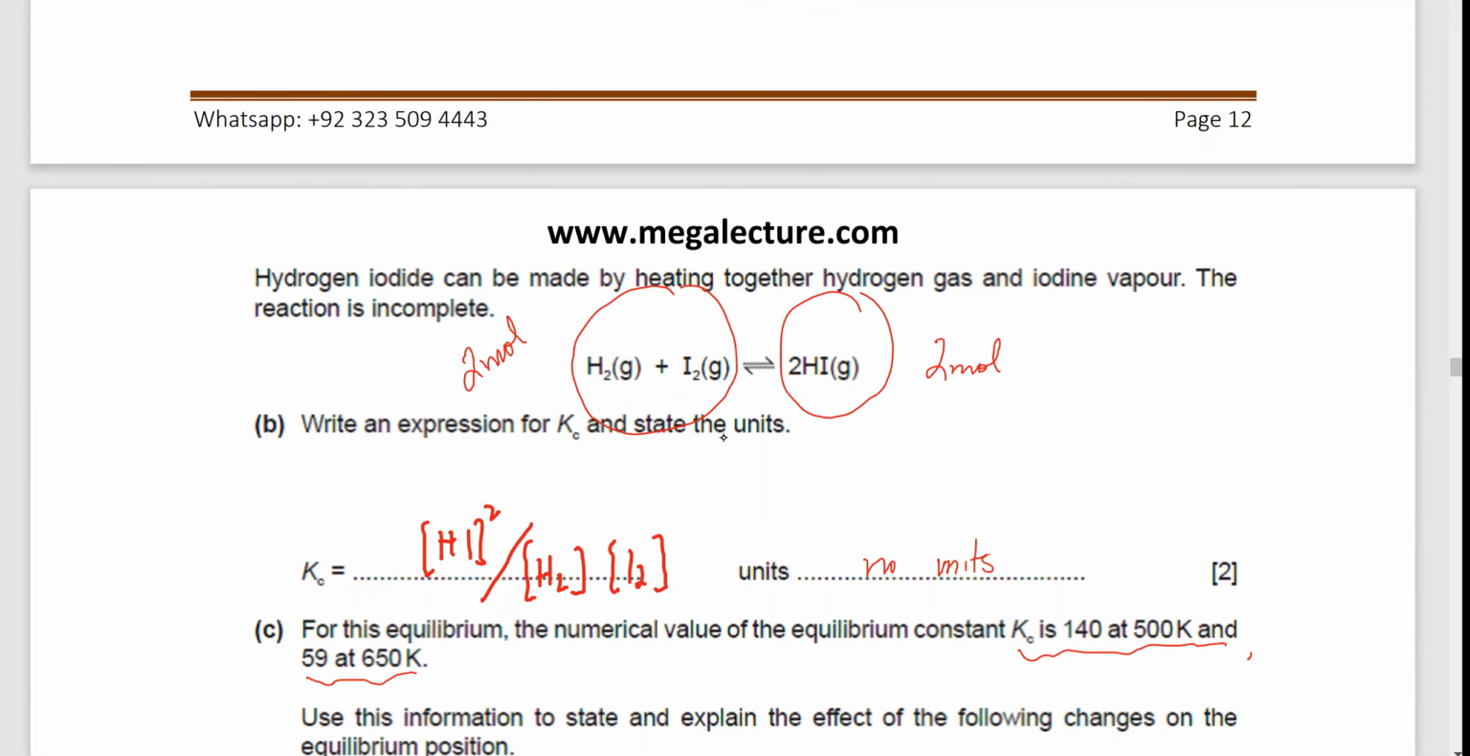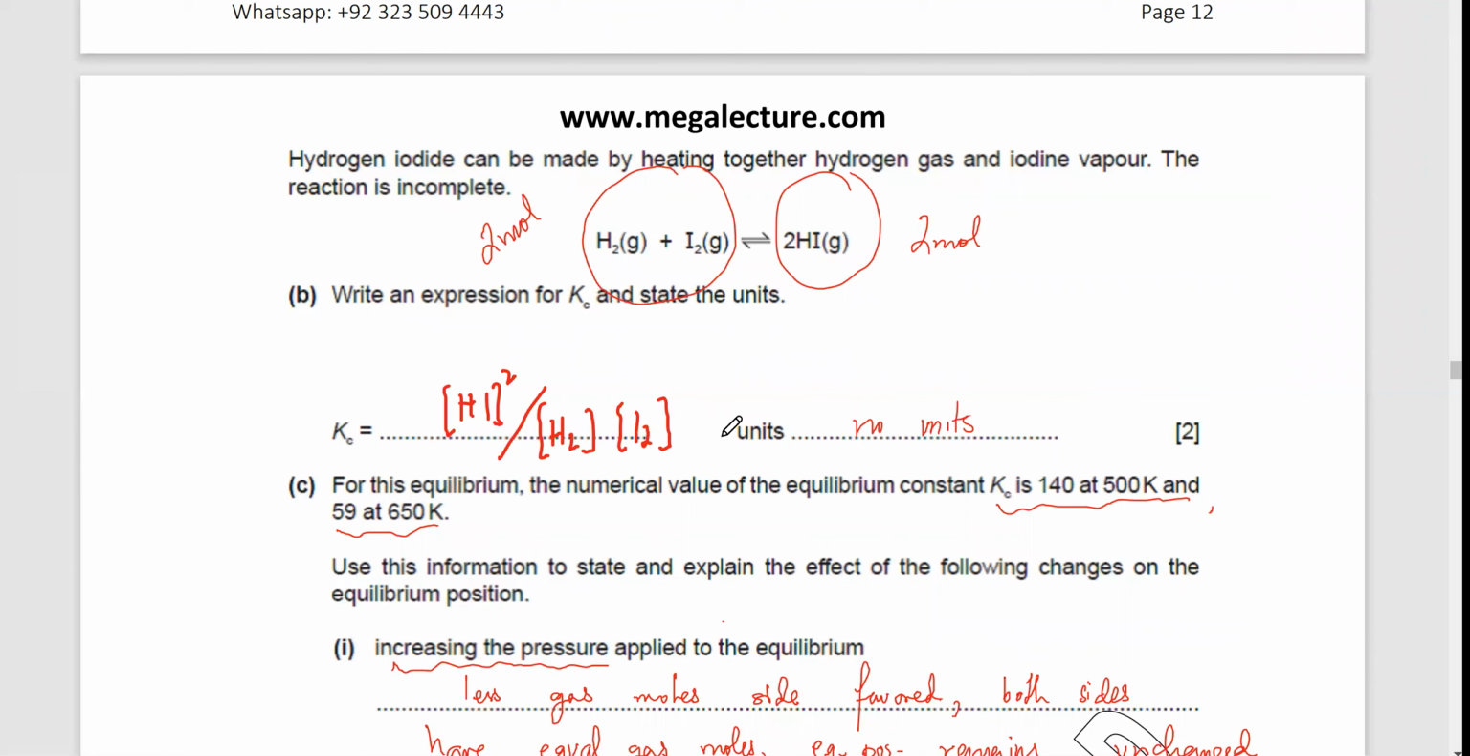there is no specific data that's given except for the value of Kc. Okay, except for the value of Kc, it's not given which side is the exothermic. Now you would notice that Kc value actually decreases with temperature. I mean higher temperature, Kc value becomes smaller.